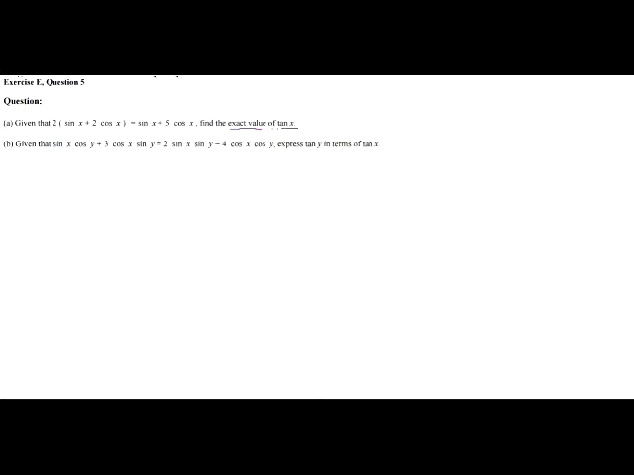Now, immediately, because I see tan x and sines and cosines, I'm going to write this down. So tan of x is identical to sine of x over cos of x. Right, so let's write this out. So 2 sine x plus 2 cos x is equal to sine x plus 5 cos x.